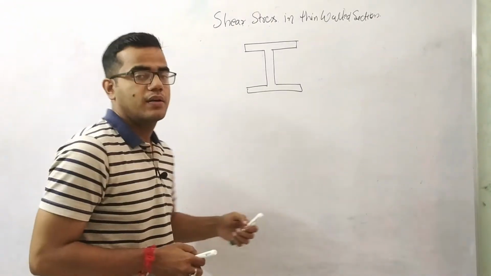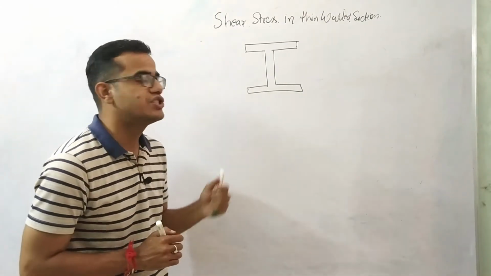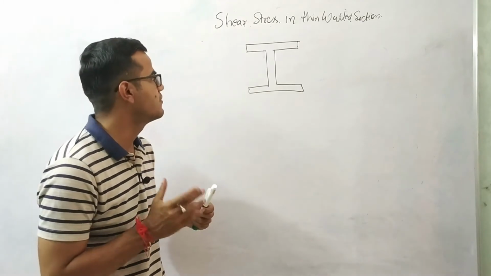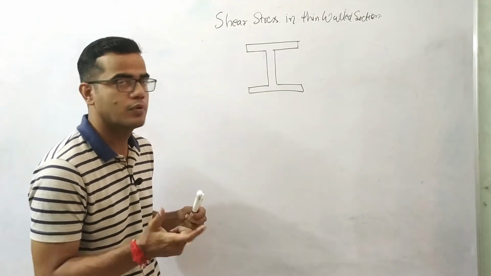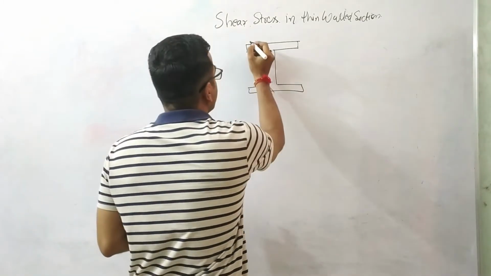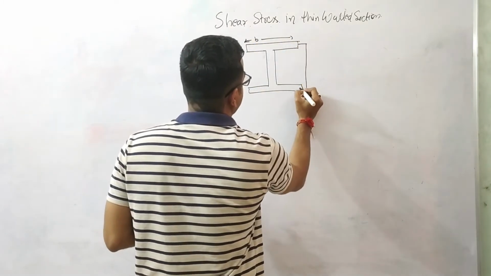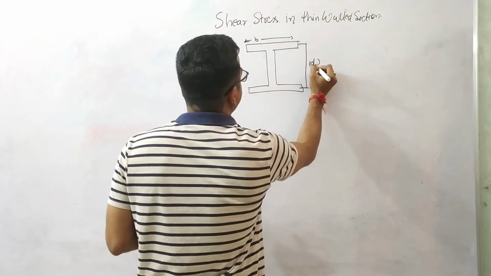Okay, guys, we have already discussed the shear stress variation in the flange in case of a thin wall section. Now we'll discuss how the shear stress is varying in the web portion. This is the total width b, and the distance from the center of this flange to this one is the total depth d.